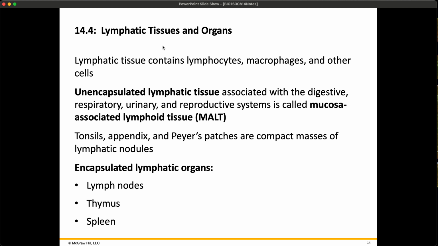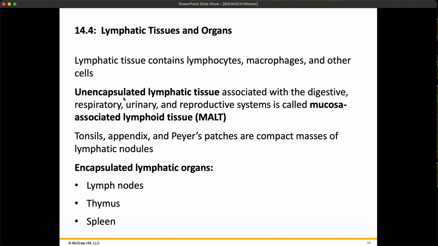Okay, so now let's look at some more lymphatic tissues and organs, because the lymph system is not just those lymph vessels. As we talked about, we mentioned lymph nodes a couple of times. These lymphatic tissues, of which lymph nodes are a type, have lymphocytes, macrophages, and other cells in there acting in this filtering job.